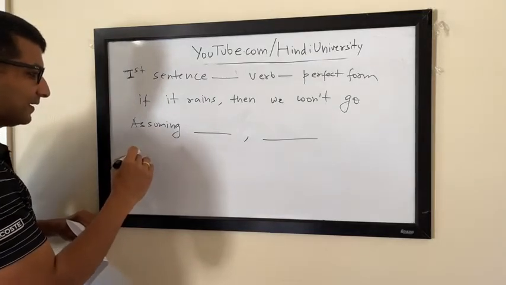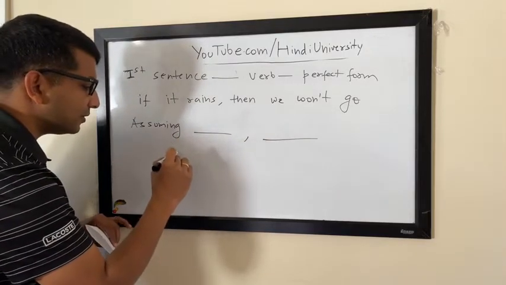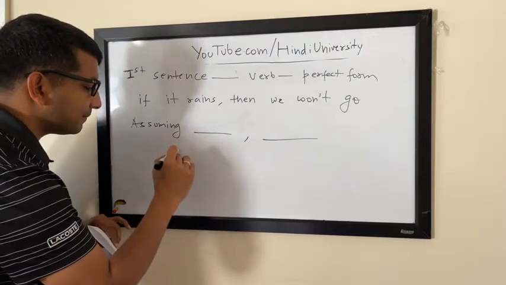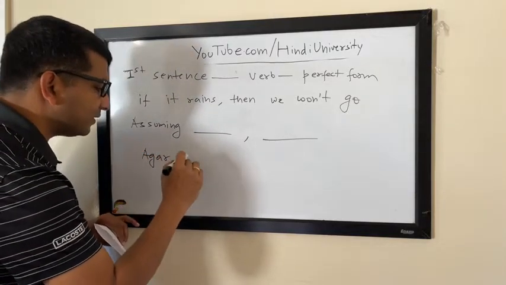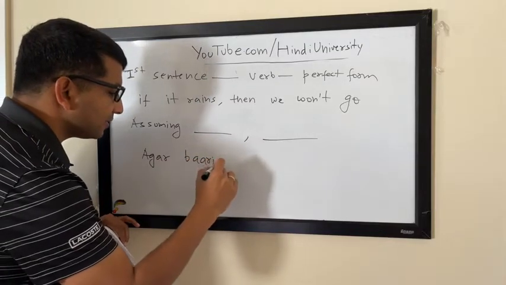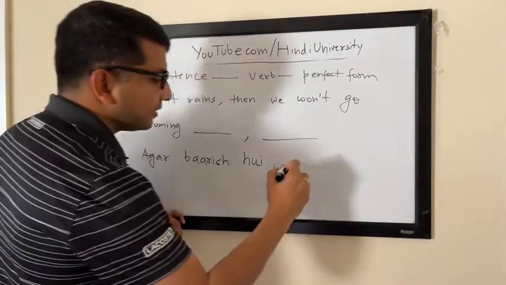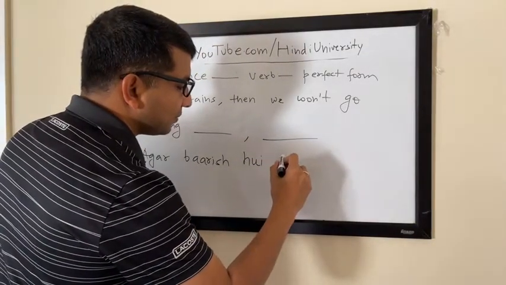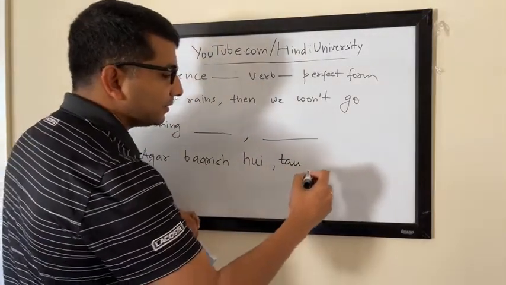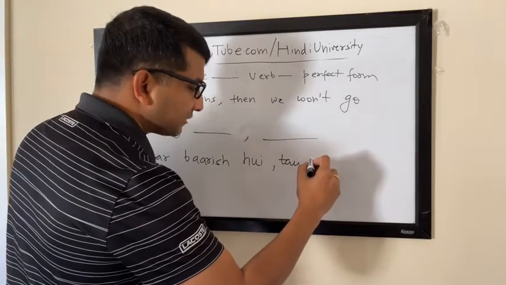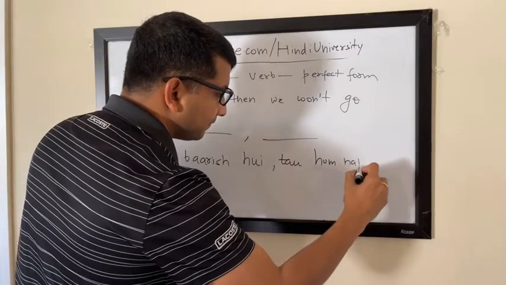Sorry, I'm still just trying to wrap my mind around it. Okay, I'll help you out. What is to rain here? Okay, so agar barish hui. Okay, very good. Agar barish hui. And then it's just future, right? That's right, exactly the same. Hum nahi jayenge. Very good.